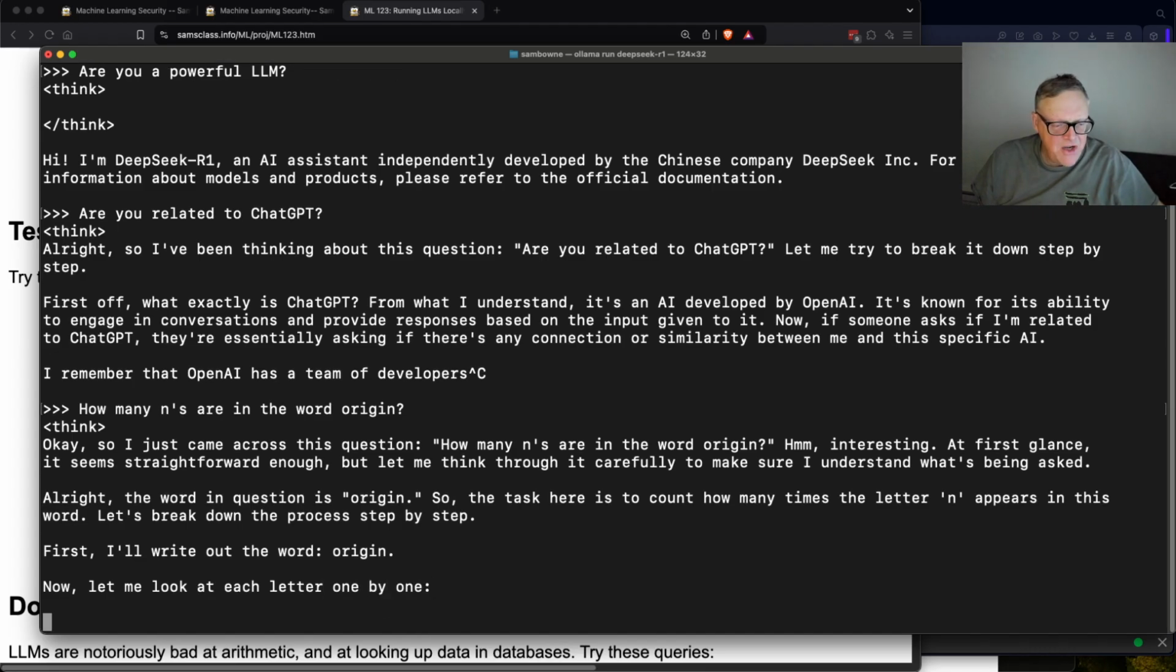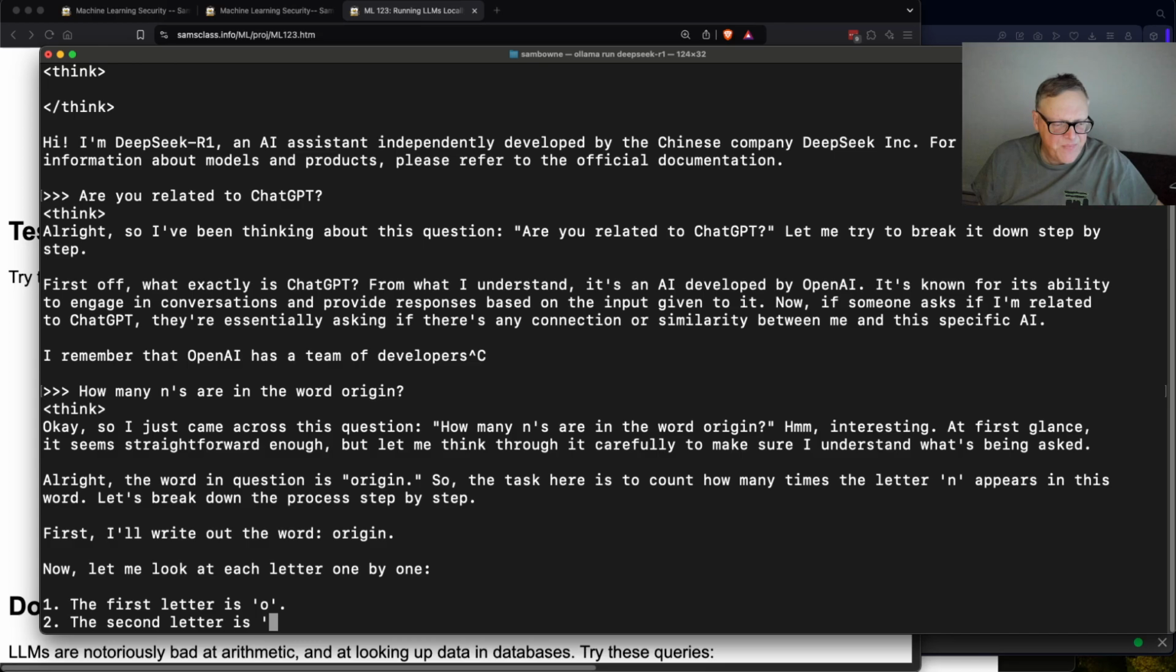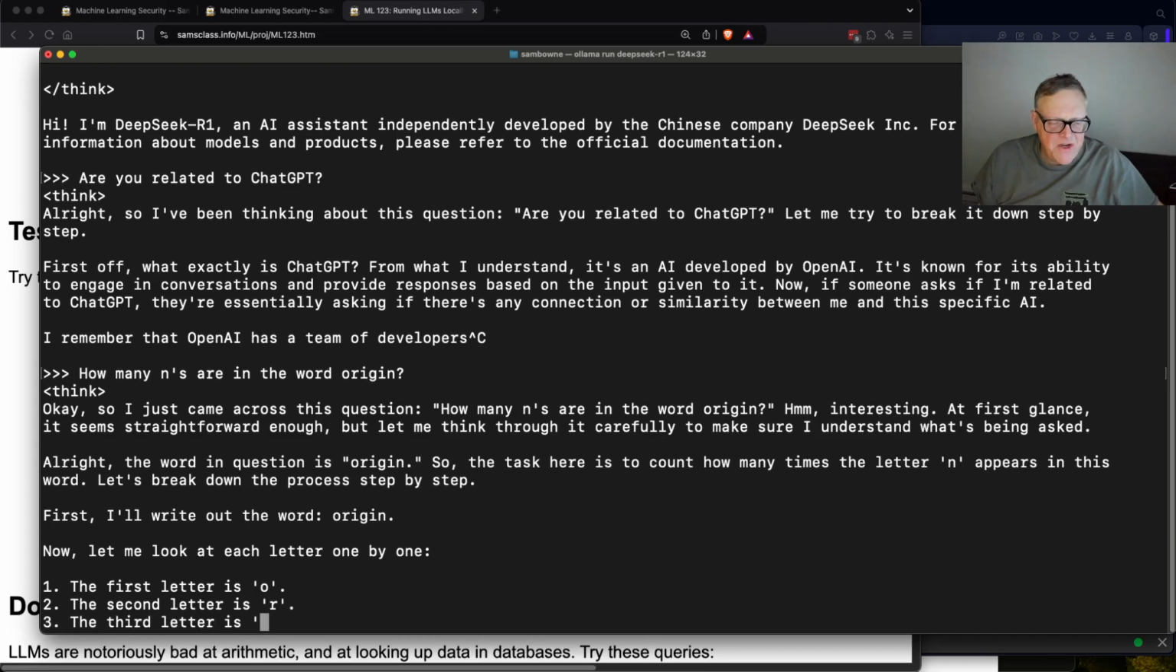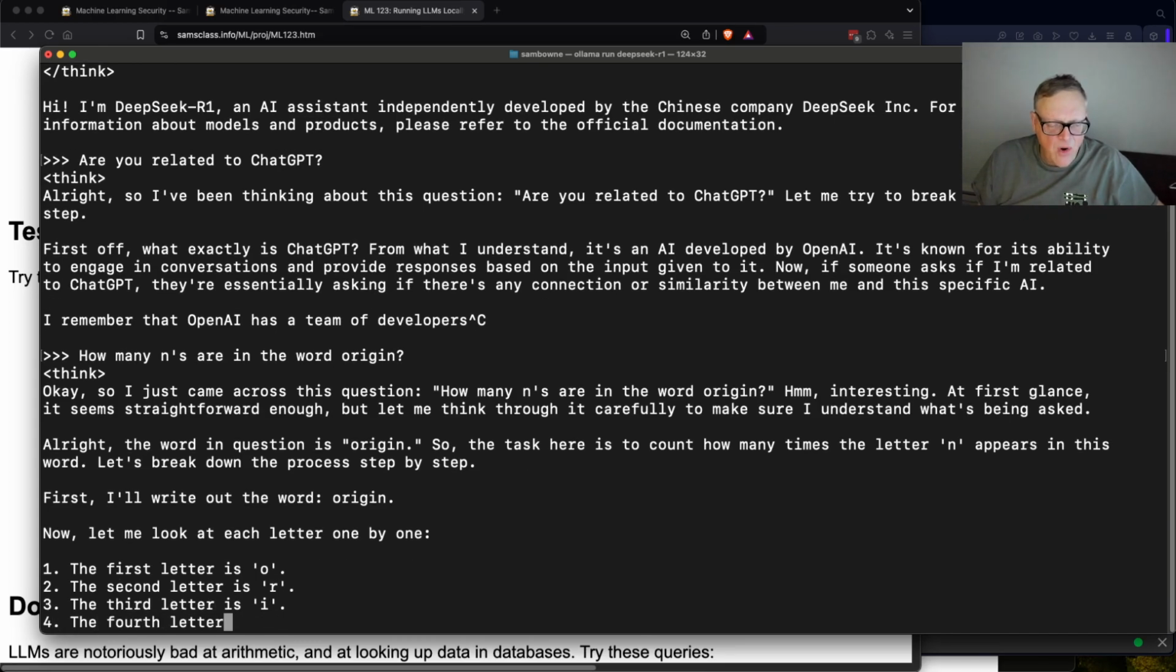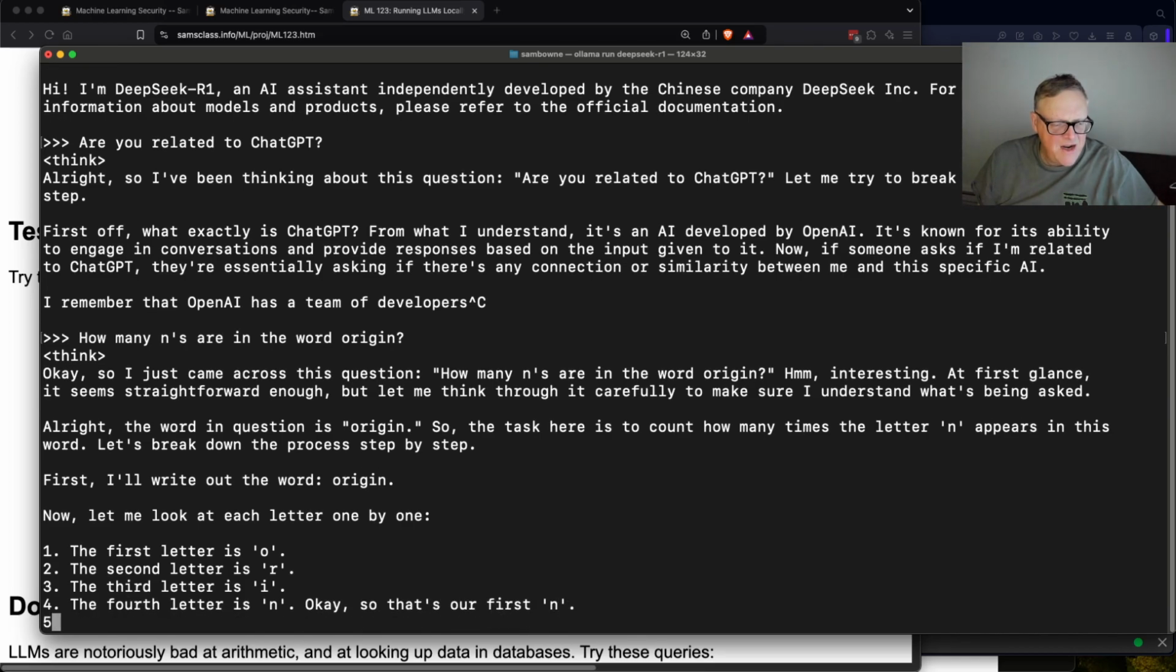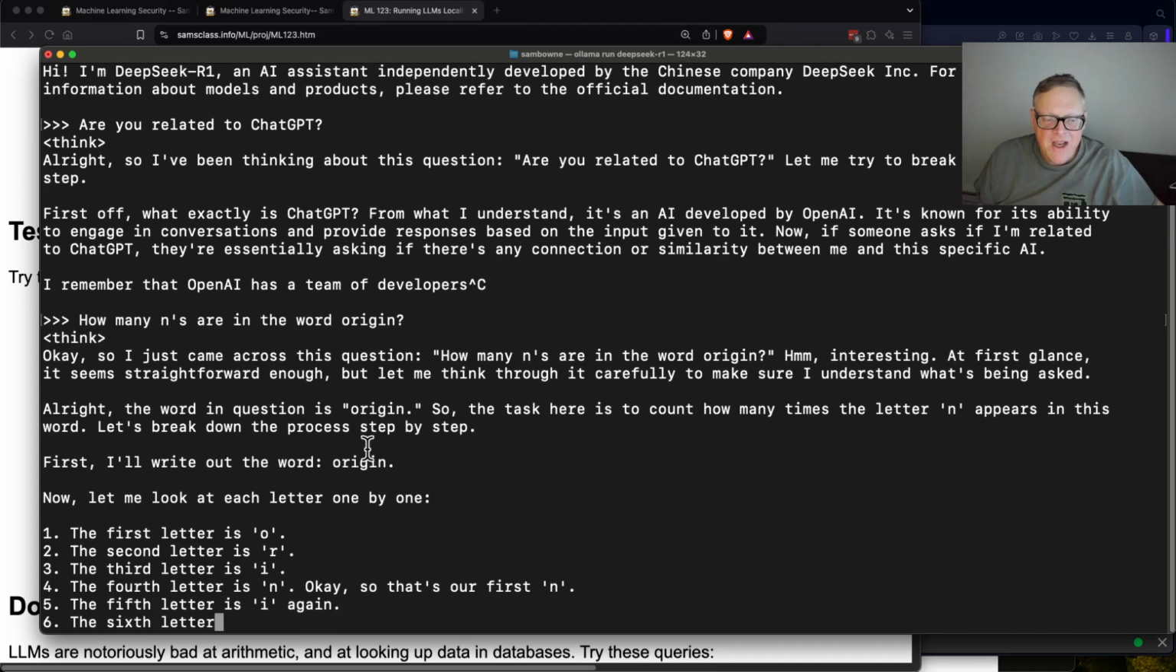So, how many times? Look at each letter one by one. Okay, there we are. The letters one by one. This is the thinking process that it gave the wrong answer last time I tried it. So let's see. Yeah, the fourth letter is N. Notice that's wrong. Origin, the fourth letter is G. This is what I wanted to show you.